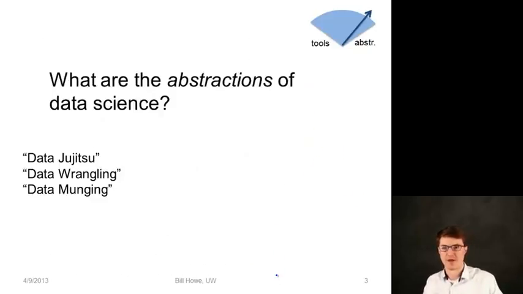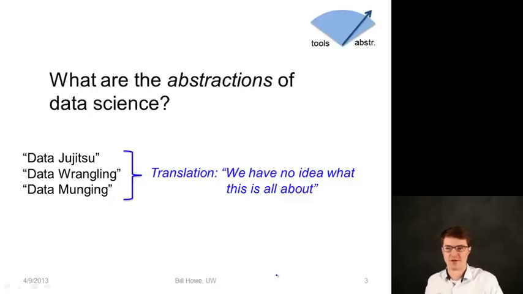Great. Now, okay, so fine, we're going to focus on the abstractions. What are the abstractions of data science? Well, it's not clear that people really know yet, and I'll give my case for this in the next slide. But the reason why I don't think we really know yet is you see these words being used like data jujitsu and data wrangling and data munging, and this is the real skill of data scientists, that they have to be able to wrangle data. Well, what does that mean? Okay, so my translation of this is we don't really know what we're talking about yet.